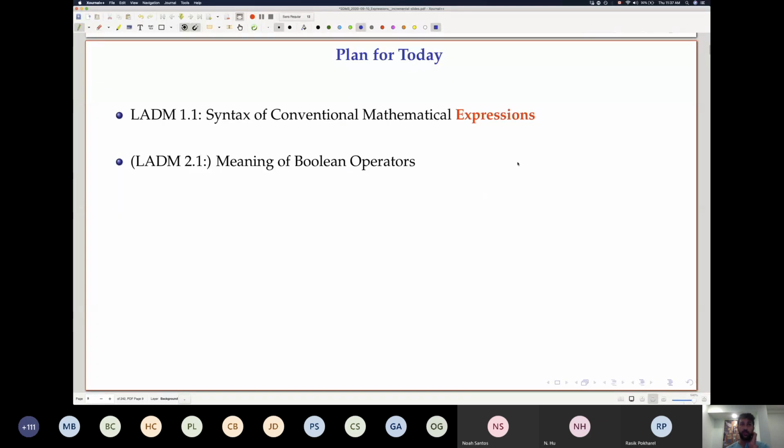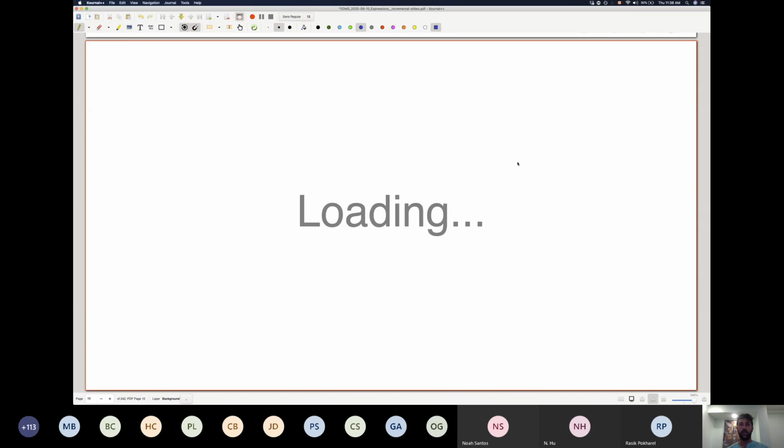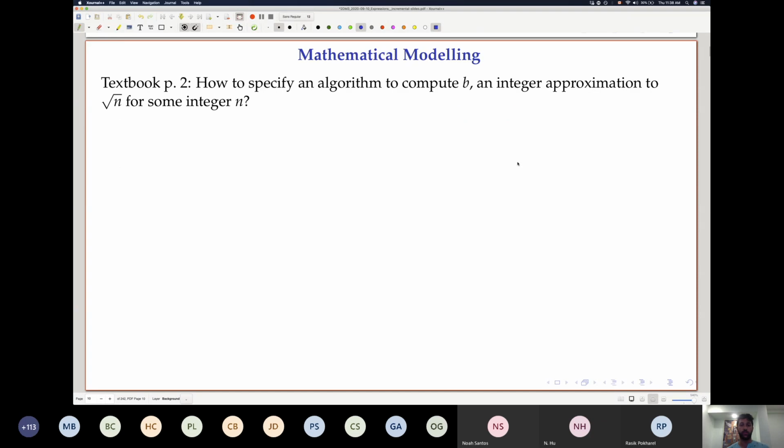So let's get back to today's topic at hand. We're talking about expressions. So again, like a language, but for mathematics. And hopefully we'll get to Boolean operators, which is a central topic of this class, and for further adventures in computing and software.